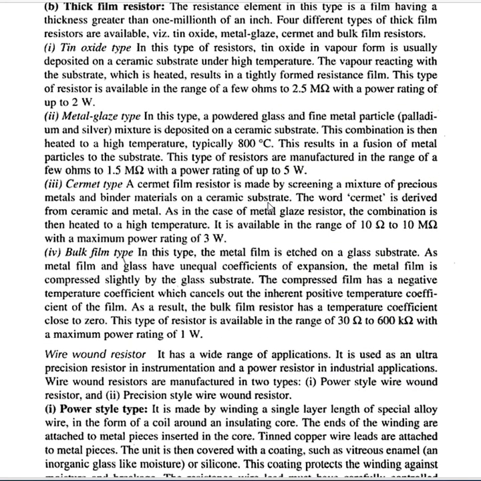Metal glaze type. In this type, a powdered glass and fine metal particle mixture is deposited on the ceramic substrate. Palladium and silver mixture is deposited on the ceramic substrate. This combination is then heated to high temperature, typically 800 degrees Celsius. This results in a fusion of metal particles to the substrate. This type of resistor is manufactured in the range of a few ohms to 1.5 megaohms with a power rating of up to 5 watt.